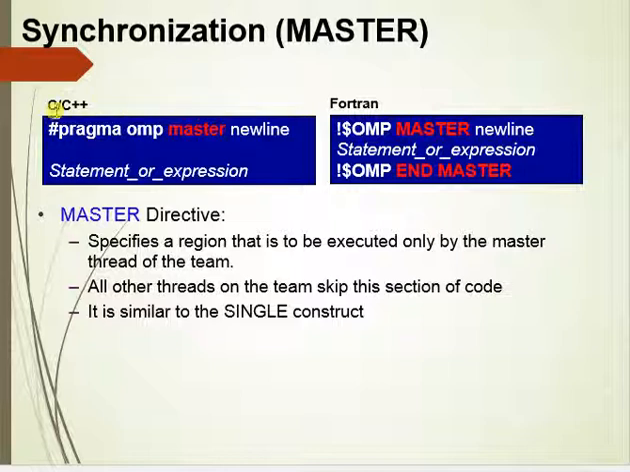This is the syntax of a master in C++: #pragma omp master, new node. This is in Fortran. What is the directive of a master? It specifies a region that is to be executed only by the master thread of a team. All other threads in the team skip this section of code. It is similar to the single construct.